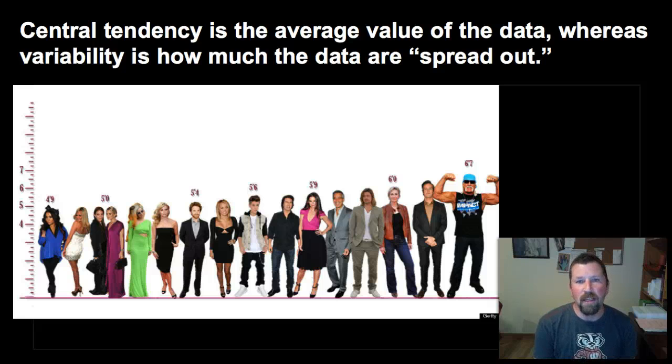But we could also then consider the variability. So how spread out are these different heights? And in this case, we have quite a bit of variability, going from 4'9" to 6'7". So it's not enough to just say that the average height of celebrities is 5'6". We'd have to actually discuss how variable that data is.